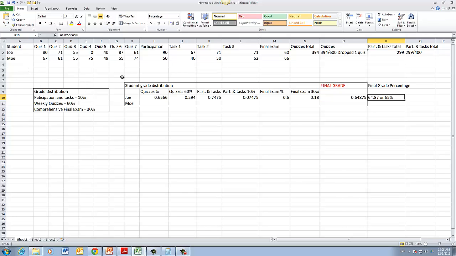Now, here is a typical class grade distribution where you have participation in tasks might be worth 10% of your total grade, weekly quizzes might be worth 60% of your total grade, and then your comprehensive final exam 30%. These percentages might change. You could have a fourth area of whatever, homework assignments or whatever you want to call it. It doesn't matter, but this total has to equal 100%.